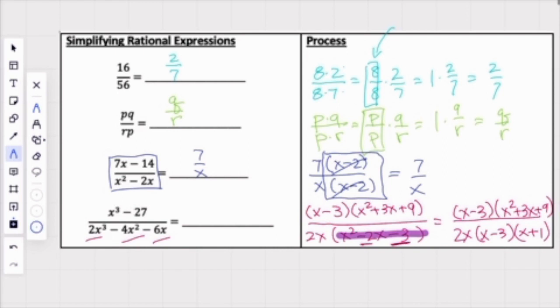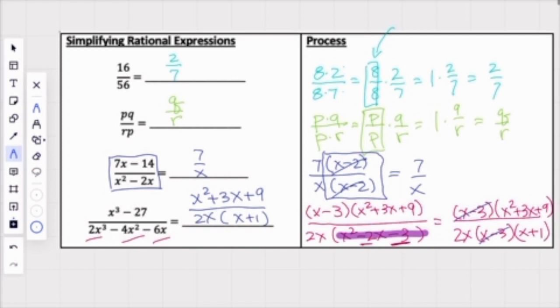So we can actually divide that out because x minus 3 divided by x minus 3 is 1. And whatever's left and does not divide out becomes our simplified rational expression. So we have x squared plus 3x plus 9 divided by 2x times x plus 1. And you can leave it that way, or you can distribute that 2x through in the denominator. It's kind of nice to leave it in factored form because then you can see if anything else needs to divide out.